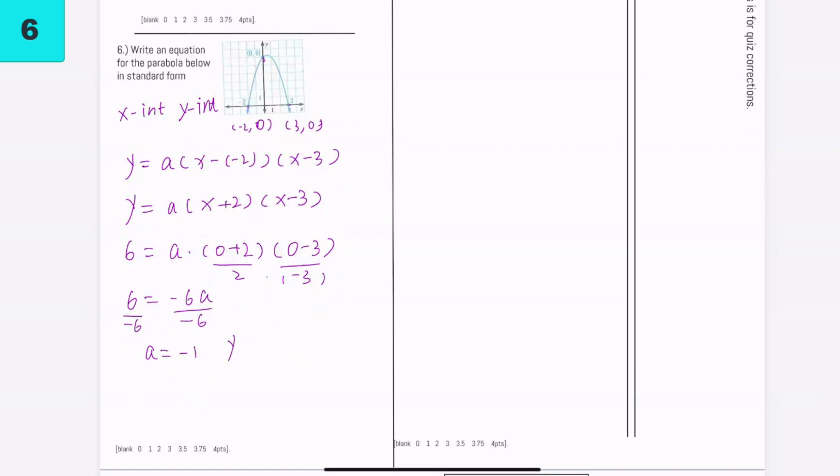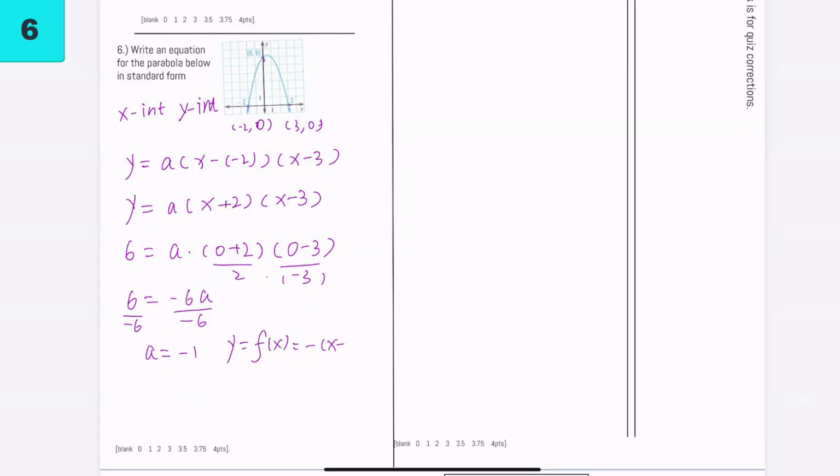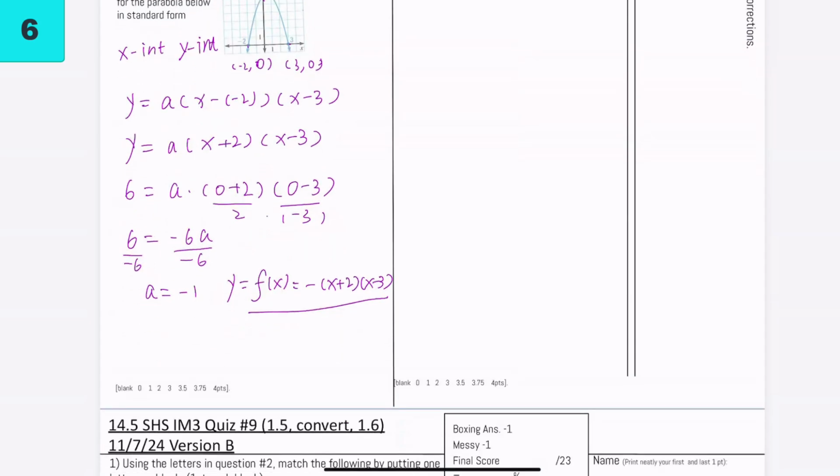So then we get y is equal to f of x is equal to minus (x + 2)(x - 3). But this is not the answer because this is still the factored form, right? We want standard form, so we need to expand it. So we get f of x is equal to minus x squared plus x plus 6.